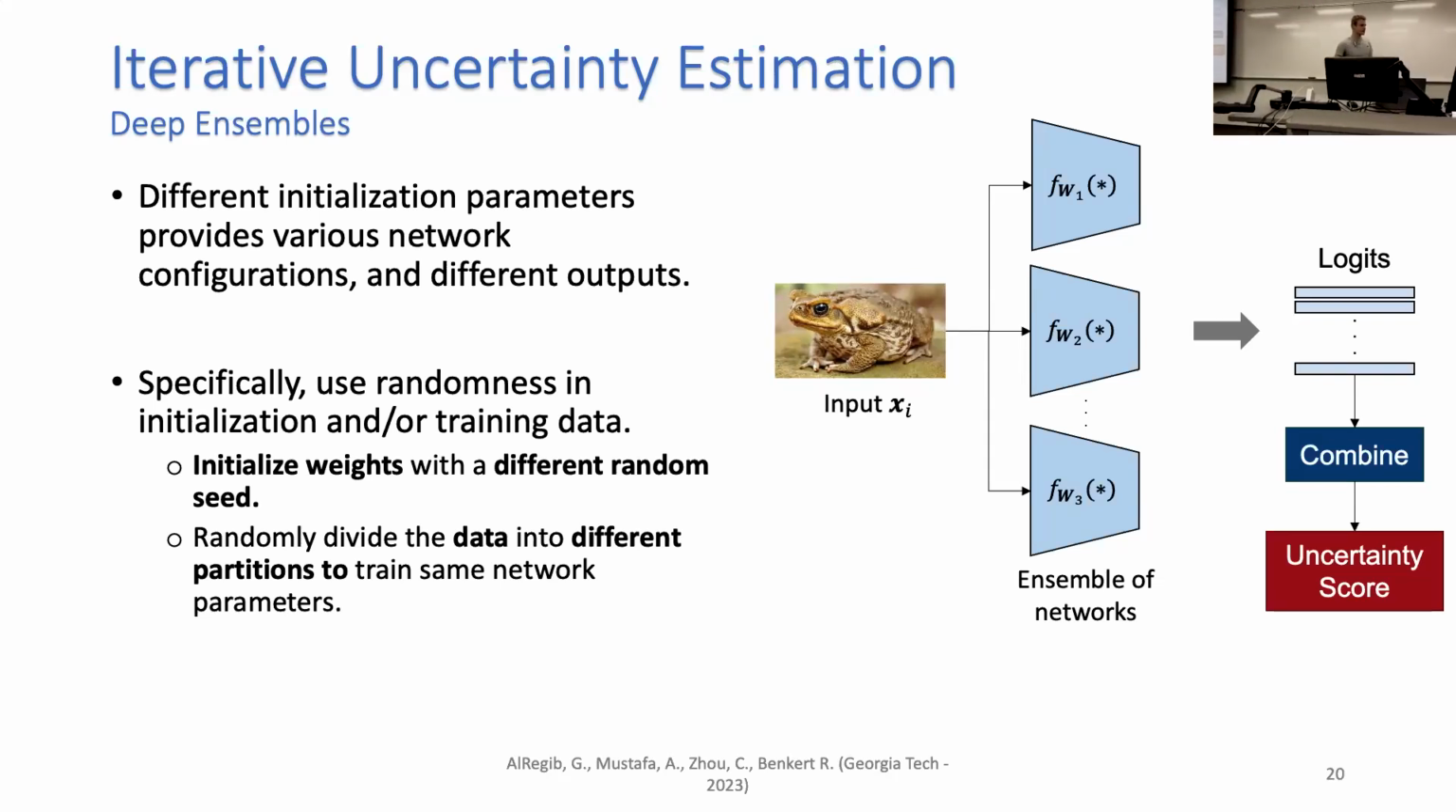So is this piece clear? Are we clear on how ensembles work? No questions? Okay. This is, by the way, typically a lot of papers compare against this method, simply because it has one of the best uncertainty estimation scores out there.